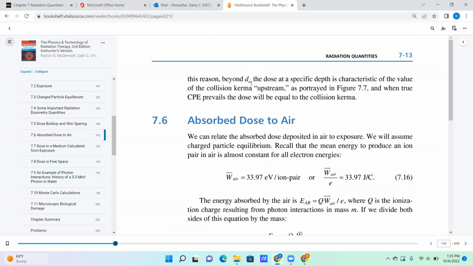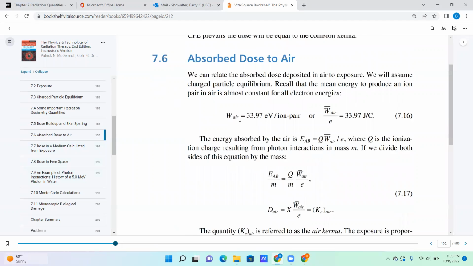So that where they're equal is should be Dmax. All right, 7.6.